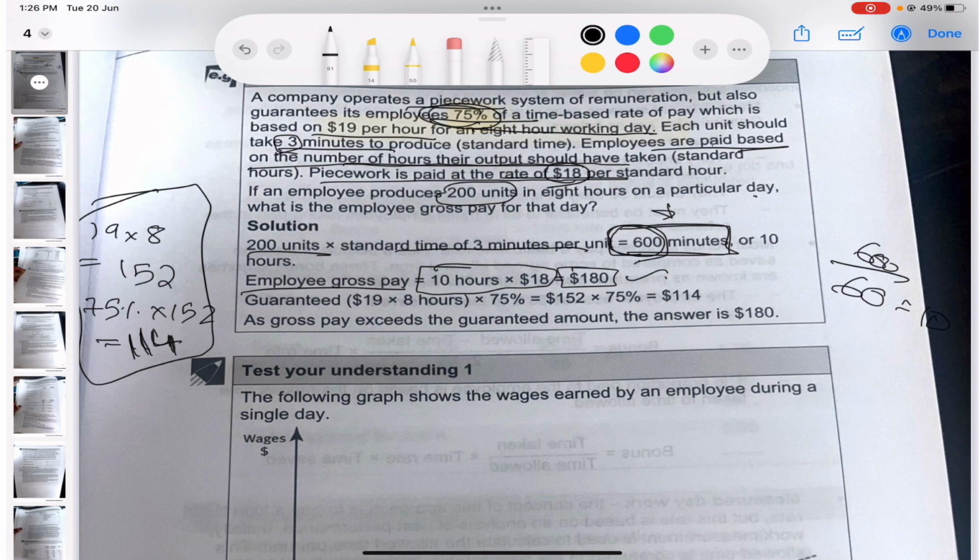So what is my total answer over here? What is the employee's gross pay? The employee's gross pay is 180. I hope you understood this. Take a moment and sink it in.